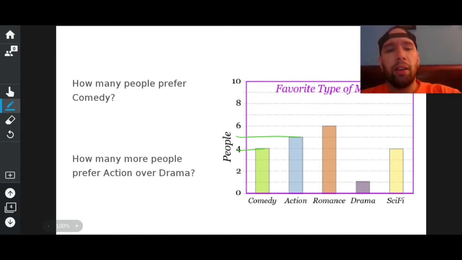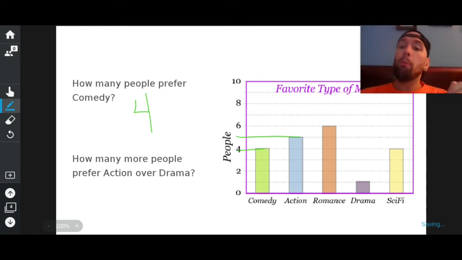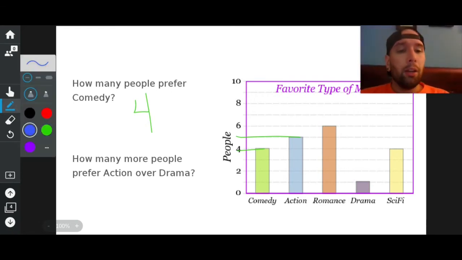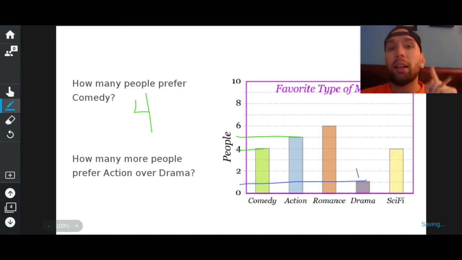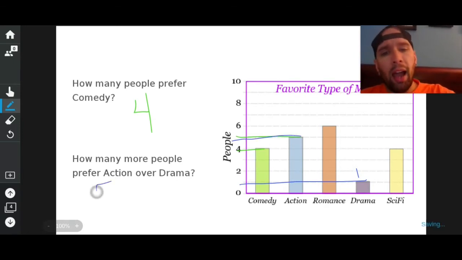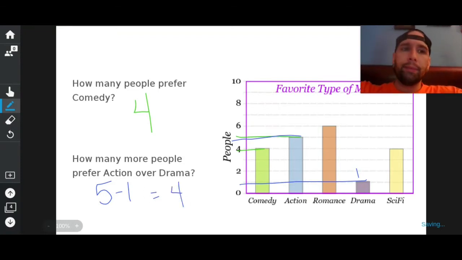Well, it looks like I accidentally already answered that one. How many more people prefer action over drama? You know what I say? Leave the drama for your mama. One person liked drama. Good. Let's keep it that way. I'd like to see 0 people. How many more people prefer action, though? 5 people preferred action. So how many more people? 5 minus 1 is 4. 4 people.